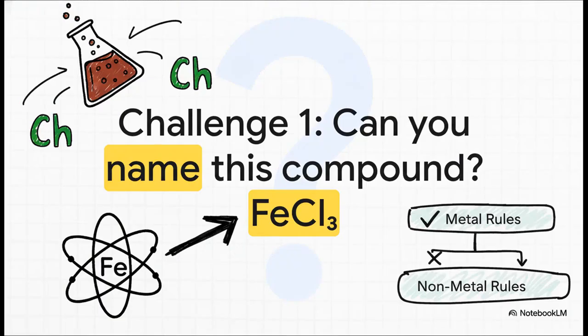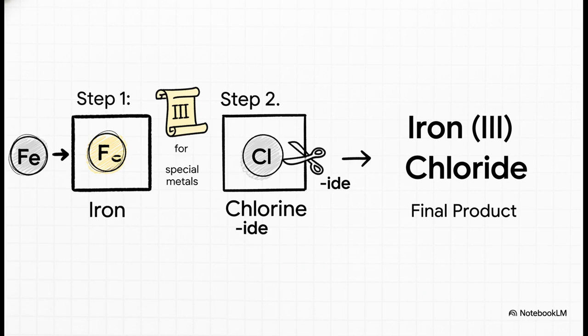All right, first challenge, FeCl3. Okay, take a second. What's the very first question we ask? Does it start with a metal? Well, Fe is iron, so yes. That tells you exactly which rulebook you need to open. And the answer is iron(III) chloride.